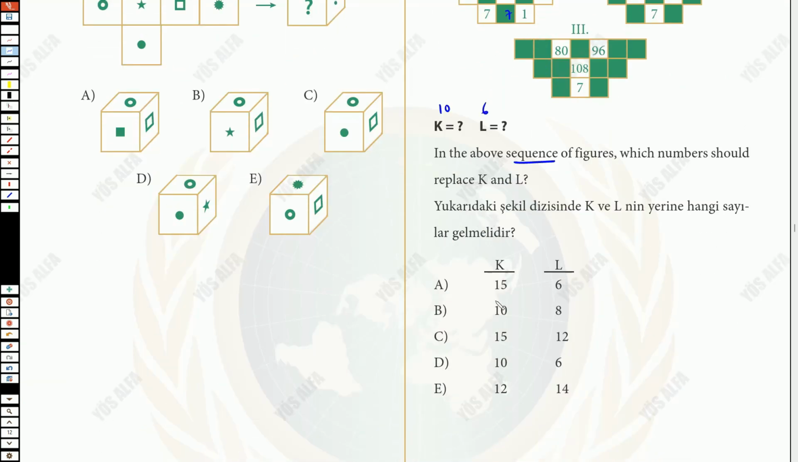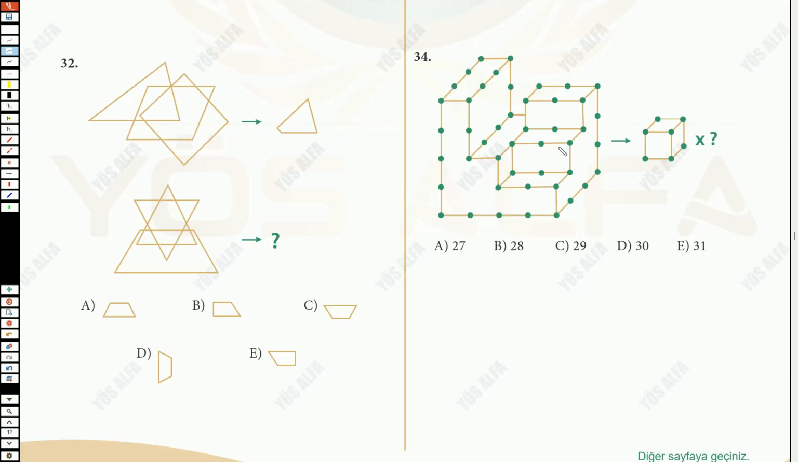It's D. Number 34. How many cubes are there in the figure? So we count them. 1, 2, 3, 4. 1, 2, 3. So 4 times 3 is 12. And then again 1, 2, 3, 1, 2. So 3 times 2 is 6. And then 1, 2.